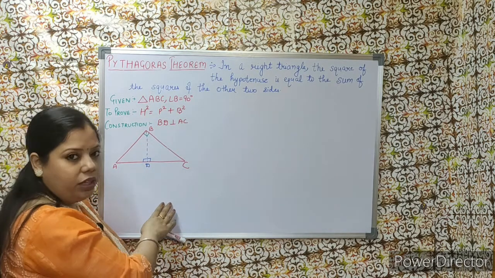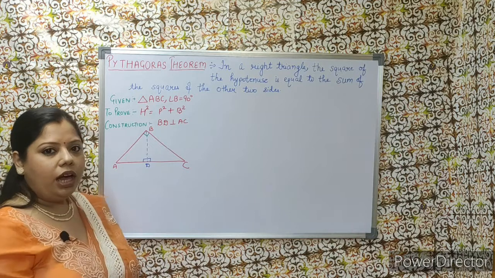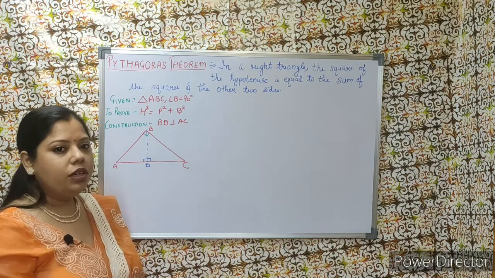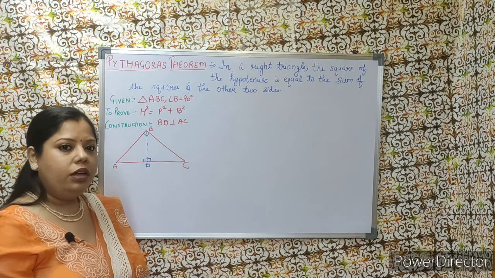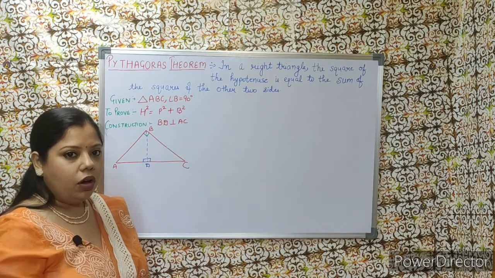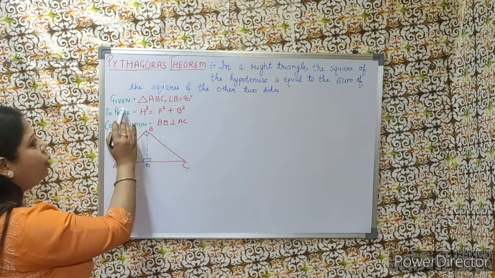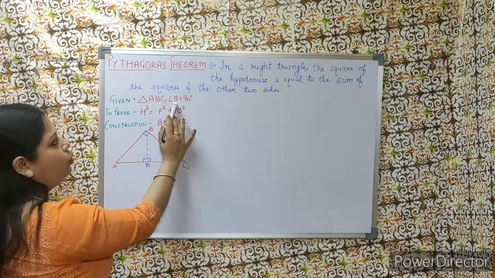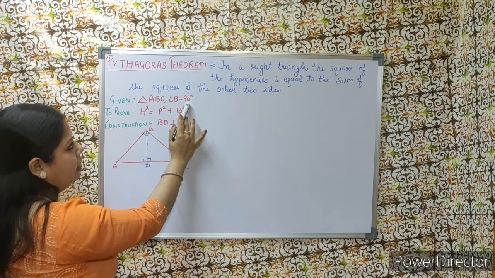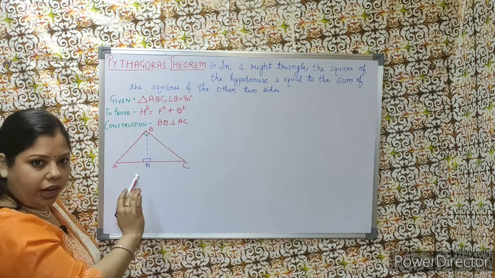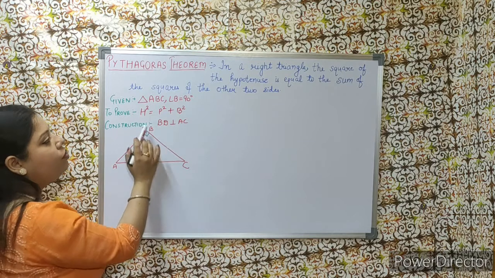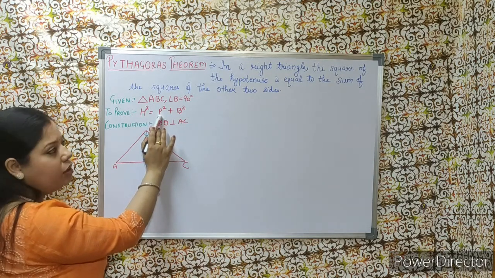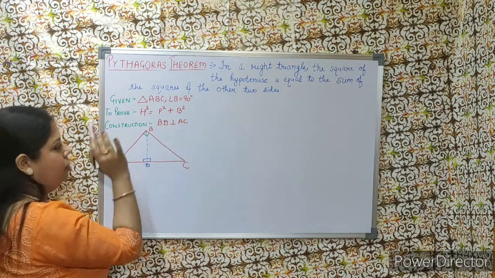Now we will be proving the theorem. Whenever we have to prove a theorem, we must write what is given to us, what we have to prove, and if any construction is required or not. So what is given here? I have named a triangle ABC in which angle B is 90 degrees. So it is a right triangle. What do I have to prove? I have to prove hypotenuse square is equal to perpendicular square plus base square.